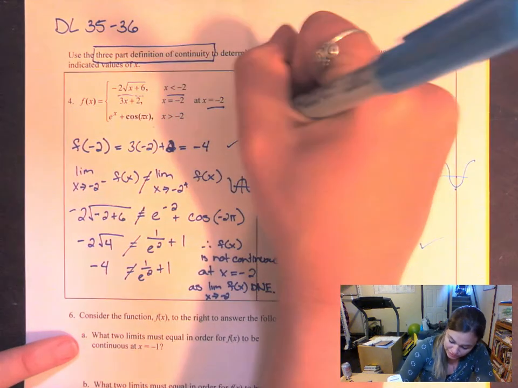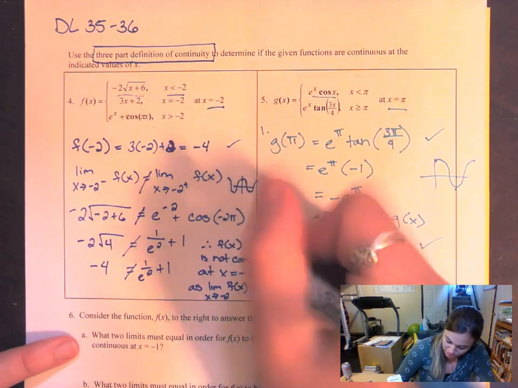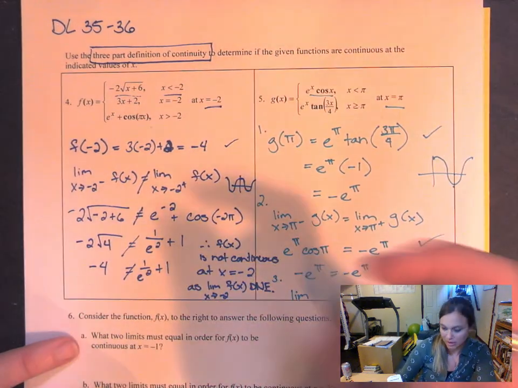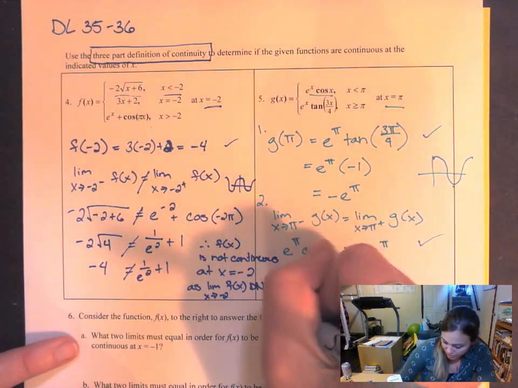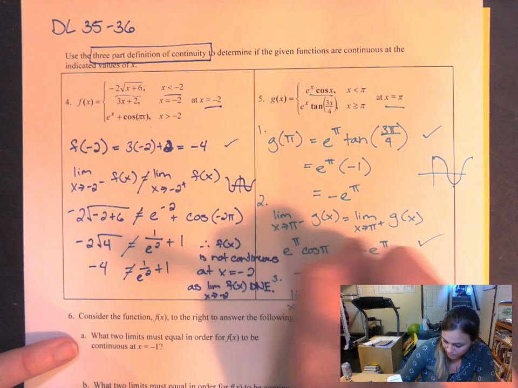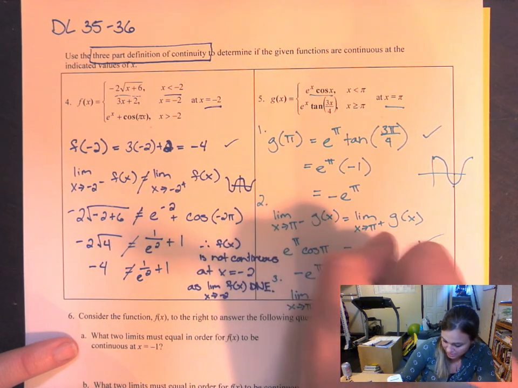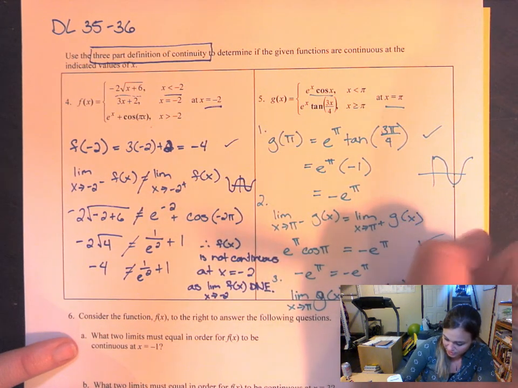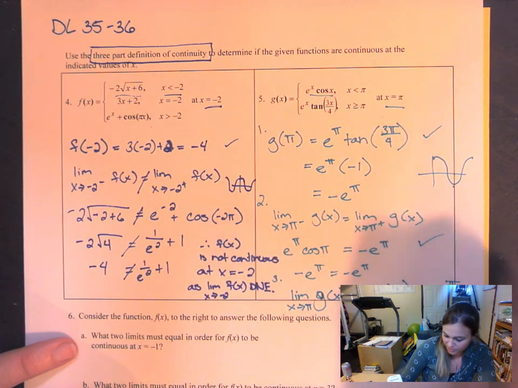And you can label these 1, 2, and 3 like you did before. Or you can just write them like this and make me find all of them. That's fine. The limit as x approaches pi of g of x equals the function value g of pi, because both of those equal negative e to the pi power.